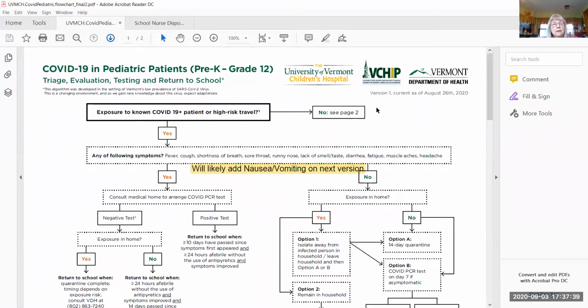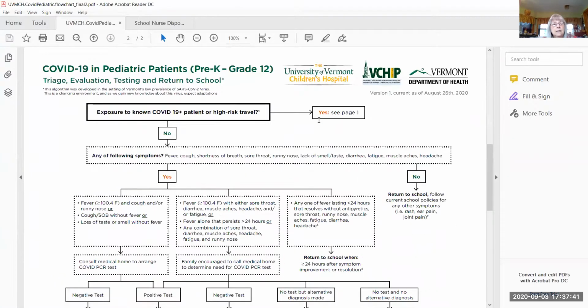And again, that's the same question. They are going to look at the symptoms, and thanks to Allison Conyers, we are going to be adding nausea and vomiting to this. I found out that the reason it wasn't on here is because they couldn't fit it in the little box. So I think we're going to get that corrected. Do they have any of these symptoms? If they don't, then they go to school.